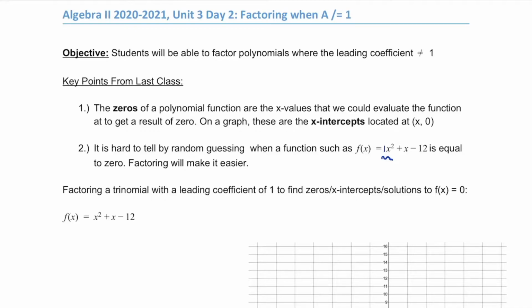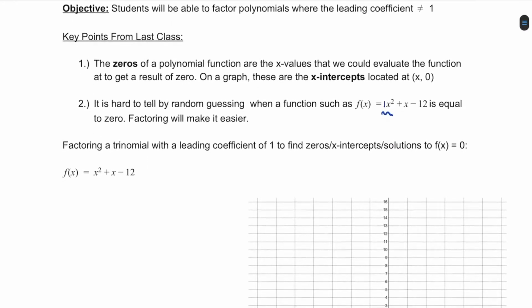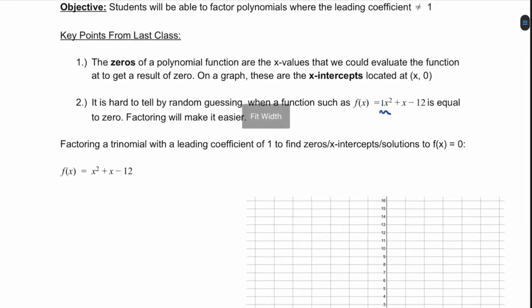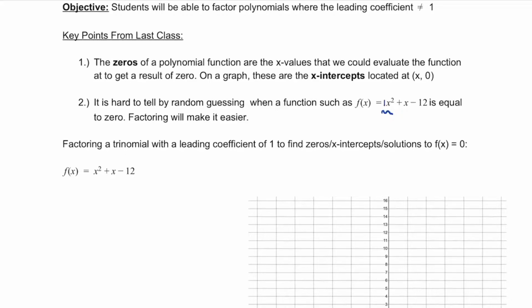Number one, the zeros of a polynomial, it's a vocab term. The zeros of the polynomial are the x values that, if you plugged them into the original function, would give you 0. So they give us points on our graph of (x, 0). That's why they're interesting: they are going to tell us our x-intercepts.